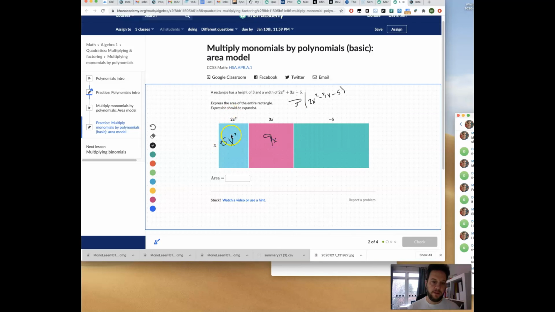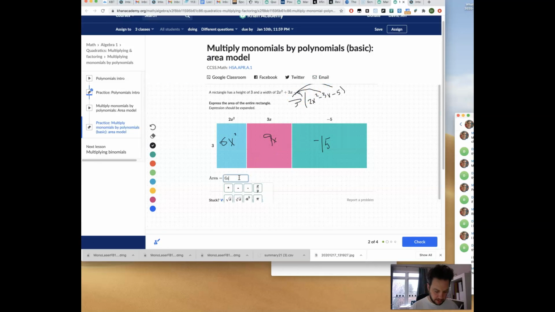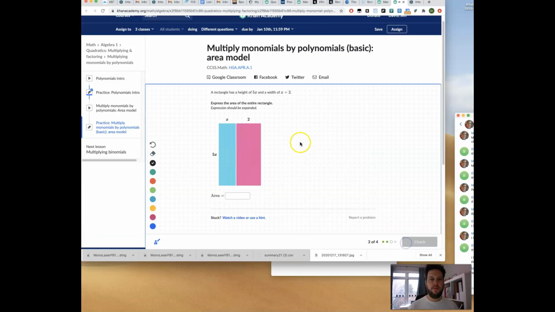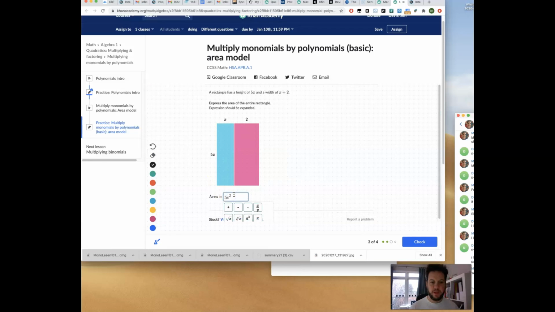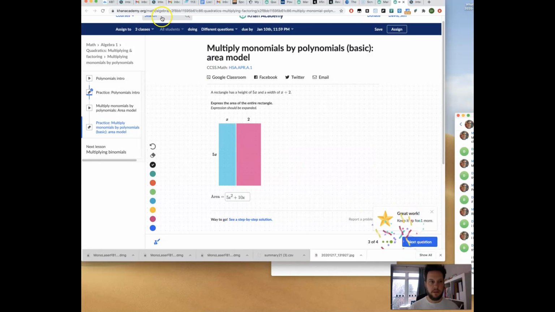So just this blue rectangle will be 6x squared, this red one is 9x, and then over here is negative 15. If you distributed, you'd get those exact same 3 things. They're just presenting it in a different way, so you have options. Some people do it better visually, some people like it better algebraically. Same thing here, so you're doing this times this should be 5x squared, and then 5x times 2, which is 10x. So whether you're doing that distributive property or area, doesn't make a difference to me.